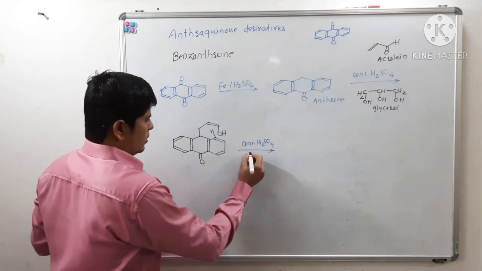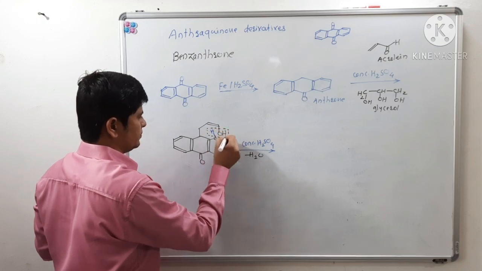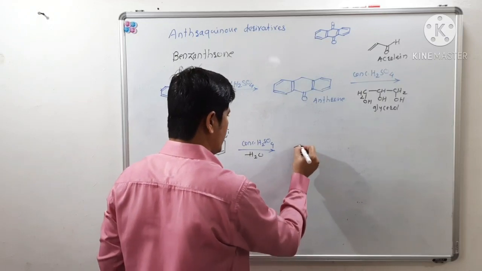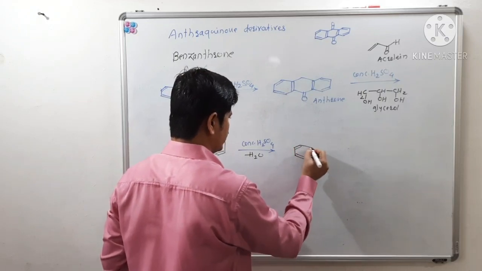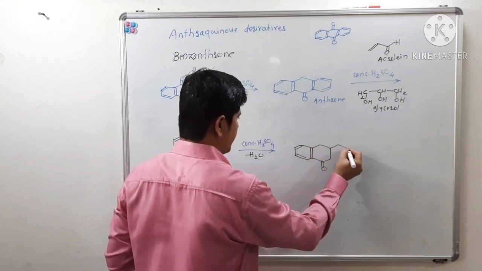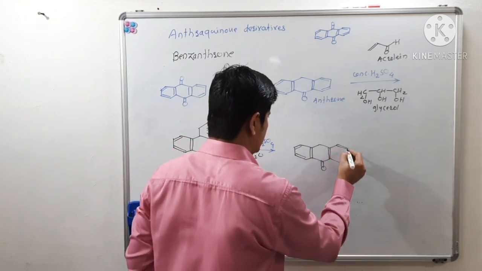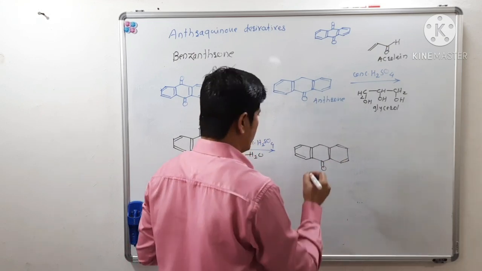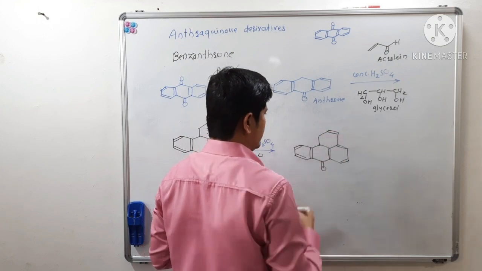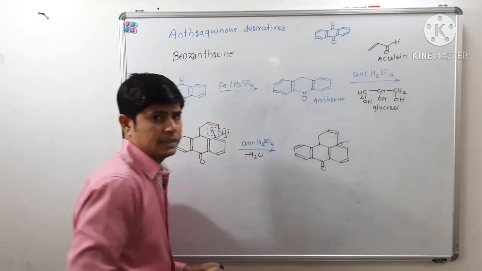There will be a loss of water molecule. This water molecule will get lost, and there will be a formation of a new carbon-carbon bond. So which new carbon-carbon bond will get formed? See, this is what we will get. There will be a formation of this new carbon-carbon bond, isn't it?